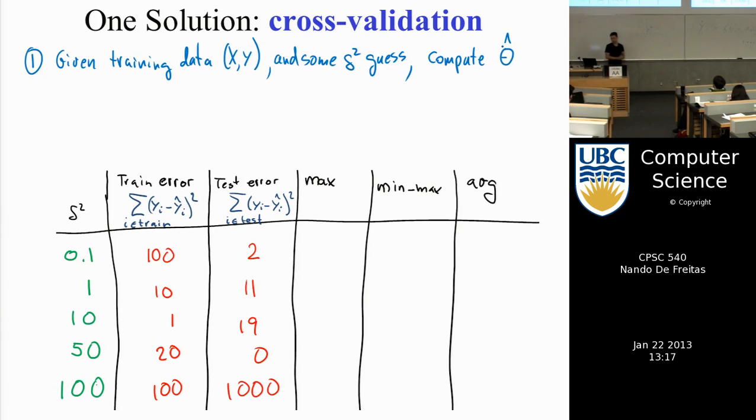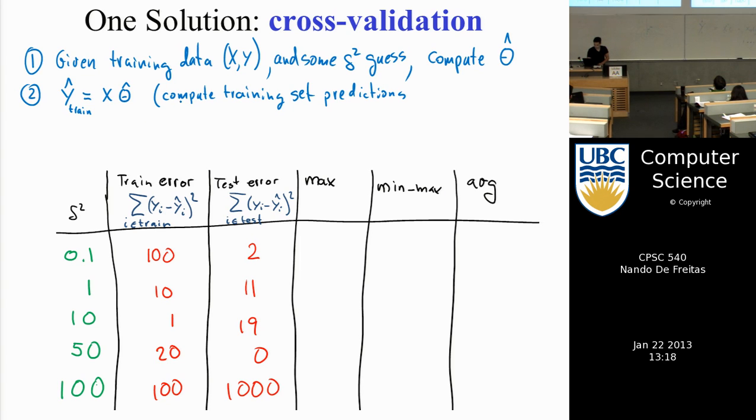And that's the solution. The next thing we do is we take the training data and we compute y hat, which is just x times theta. I'm going to call it train, i.e. compute the training set predictions. And I'm going to put the index here, x train, to emphasize that this is the x from the training data. So maybe here I should say x train, y train.